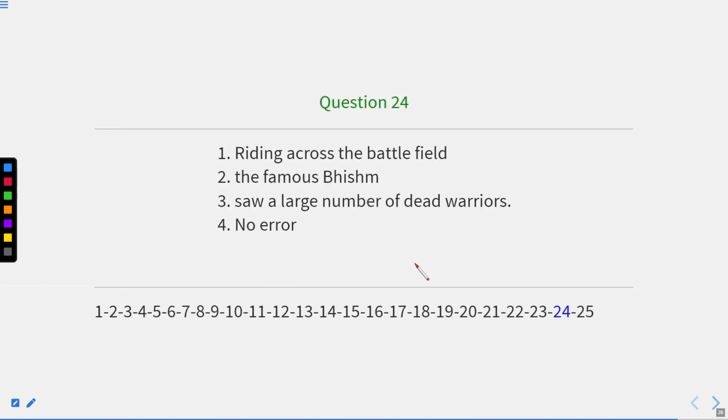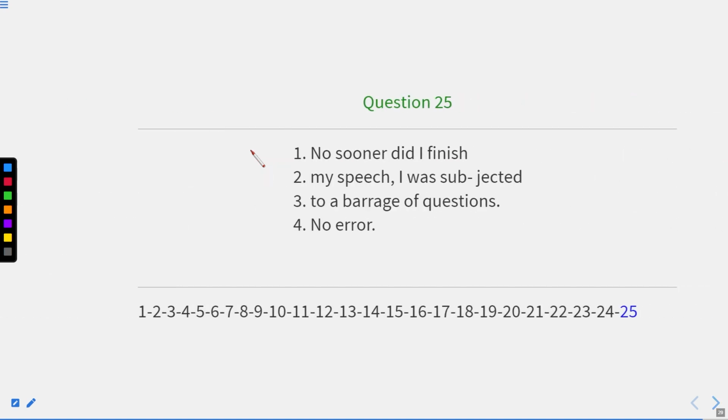Riding across the battlefield, the famous Bhishma saw a large number of dead warriors. So, while he was riding across the battlefield. Here the solution is no error, because if we say riding across the battlefield, it means while he was riding across the battlefield. Now let us move to the next one. This is question number 25.